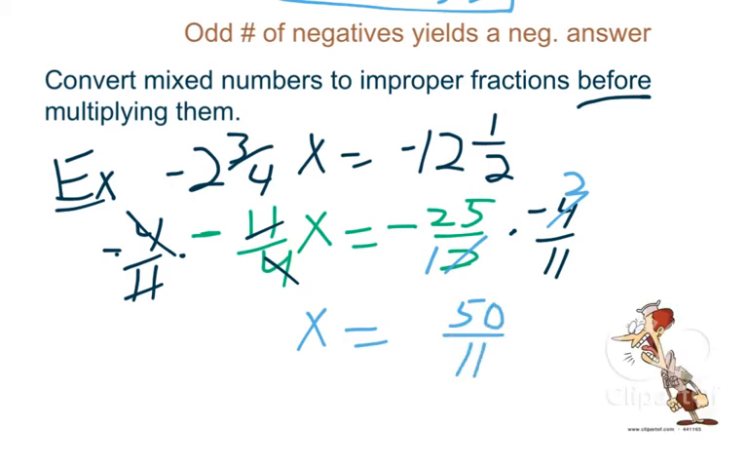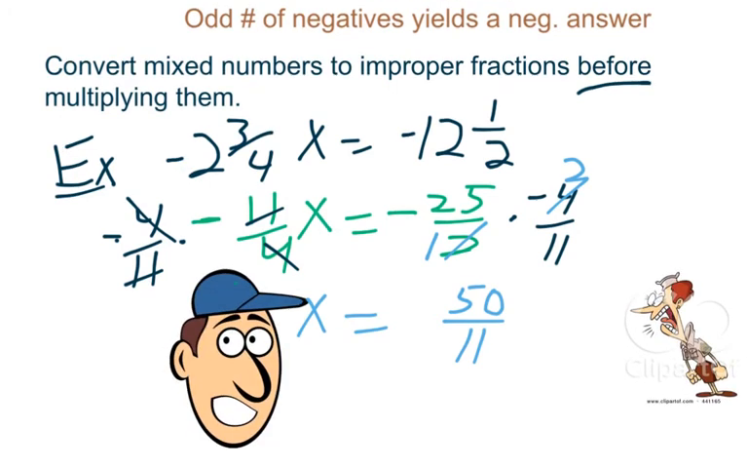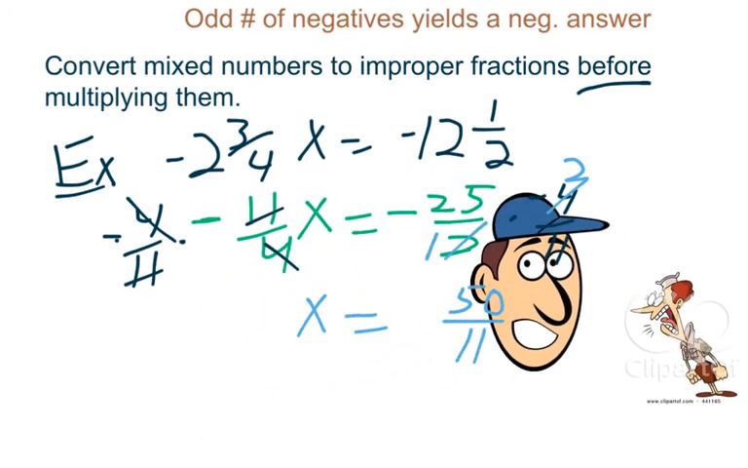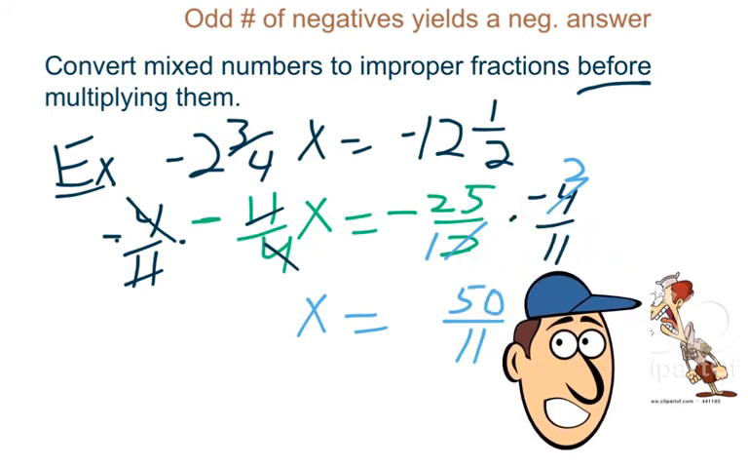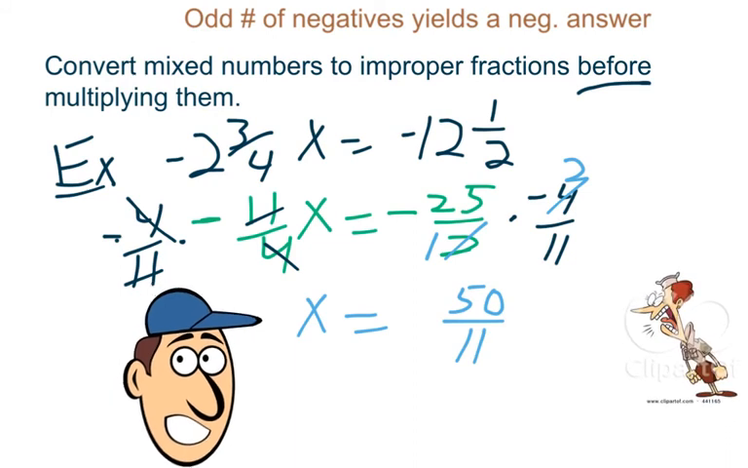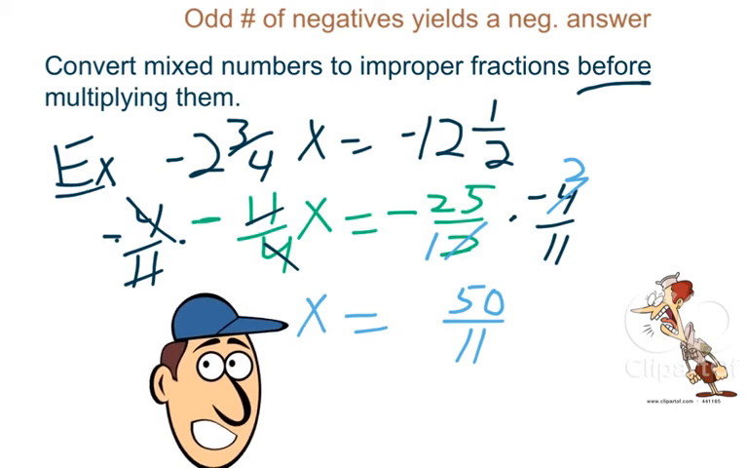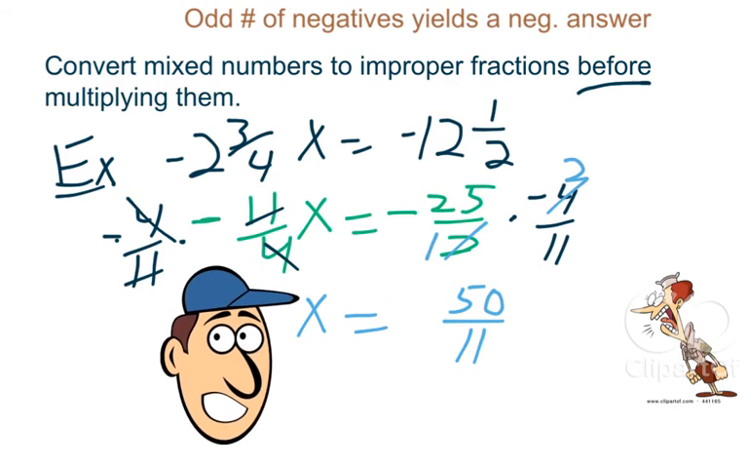How many negatives do you have there? Well, we have 1, 2. We have an even number, miss. Well, what does that mean? Easy now. An even number means it's positive. And maybe you should try being a little more positive.